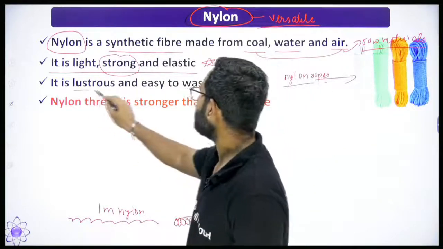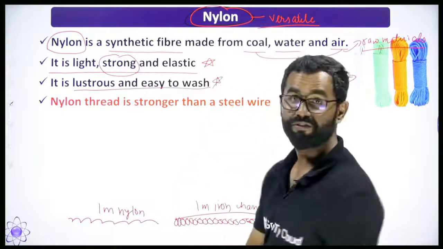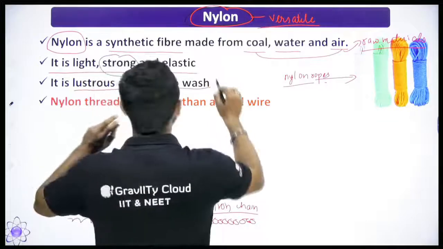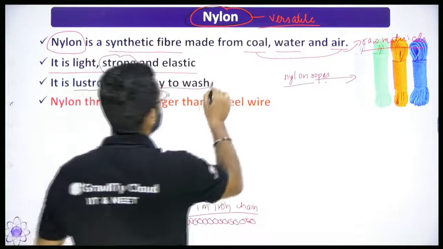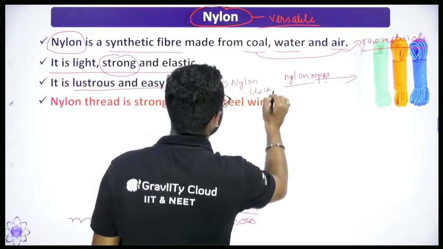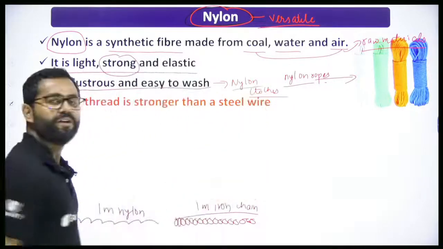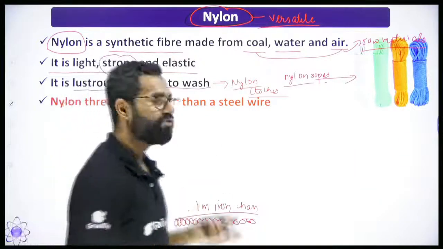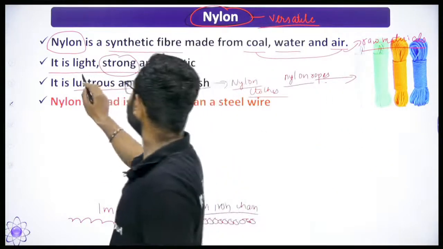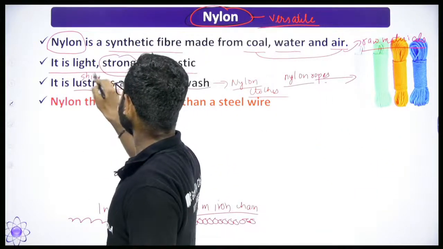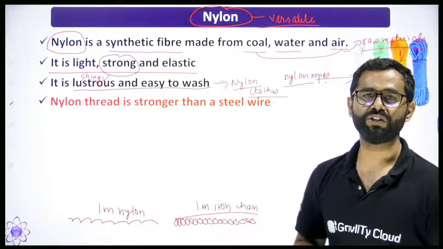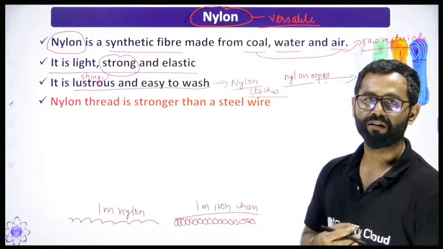Next is, it is lustrous and easy to wash. That is why we can easily see nylon clothes. Nylon clothes are easy to wash and they are lustrous in nature. Lustrous means shining, right? These clothes are shiny in appearance and you can easily wash clothes of nylon.